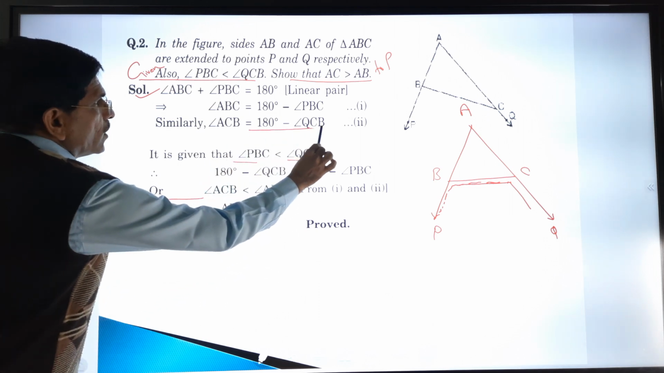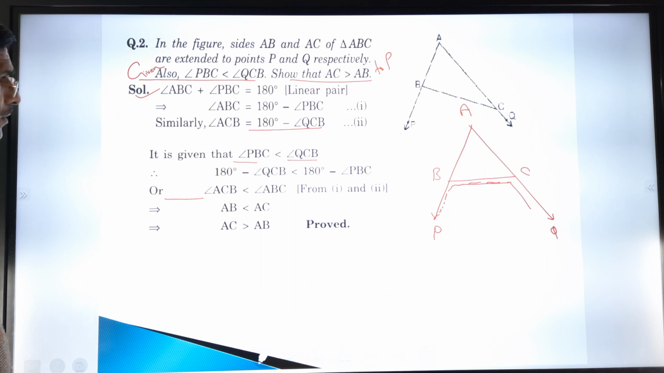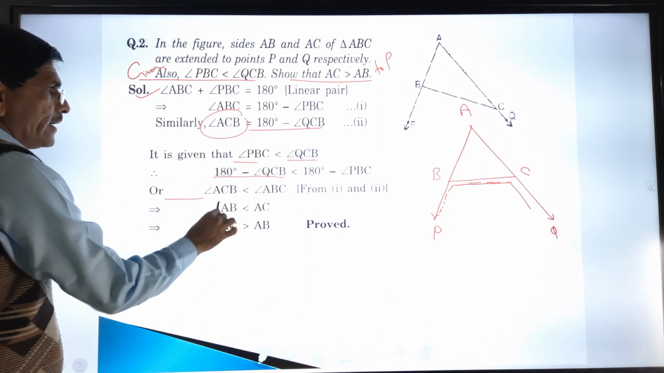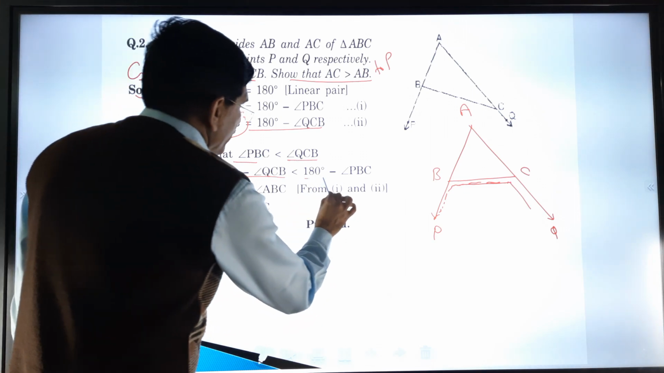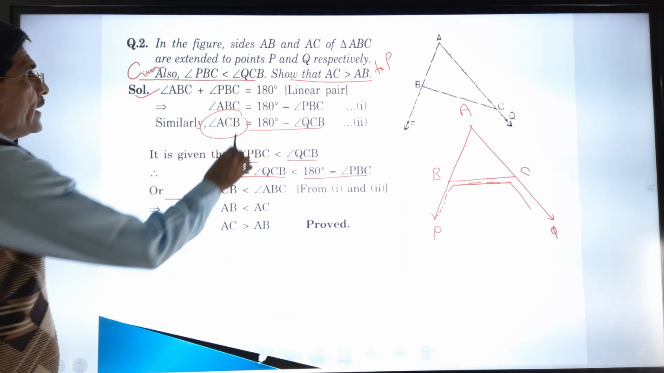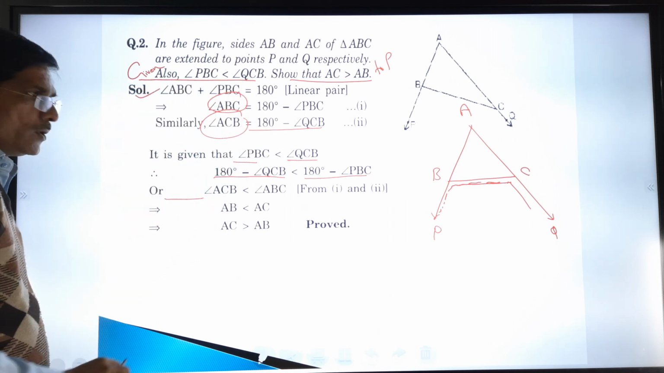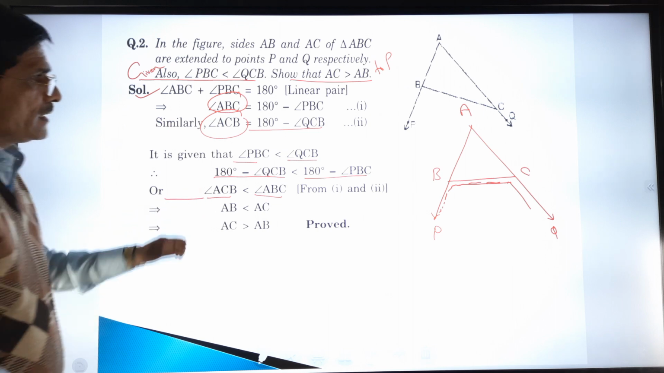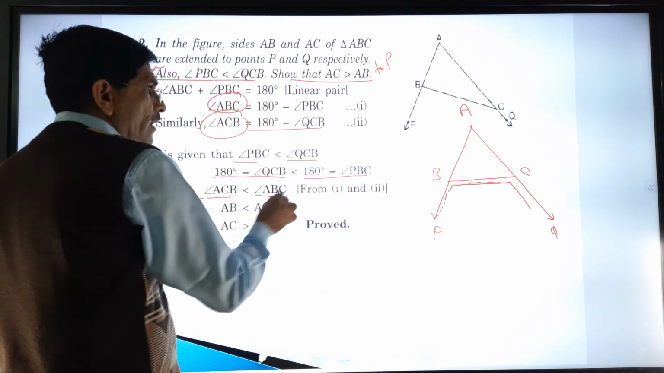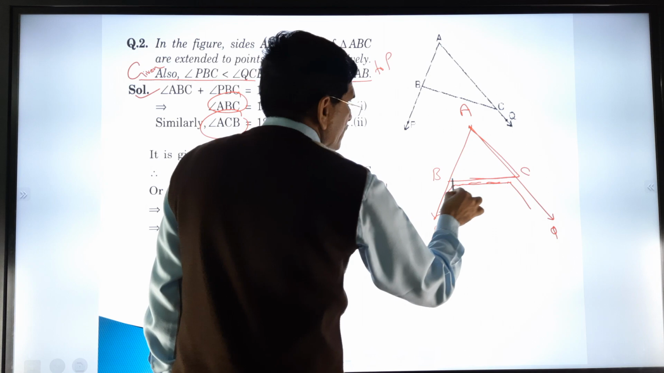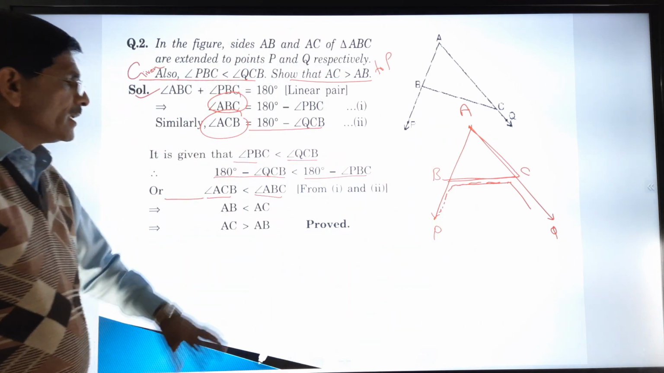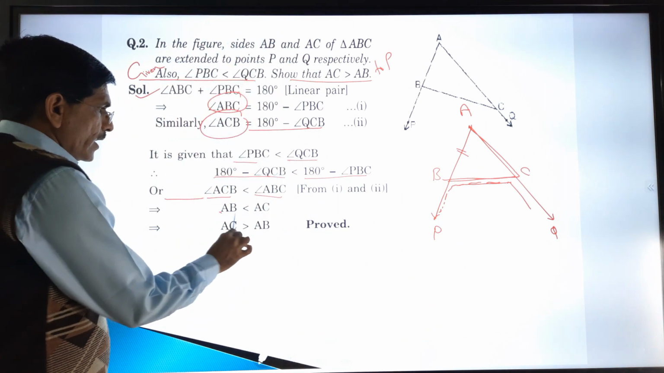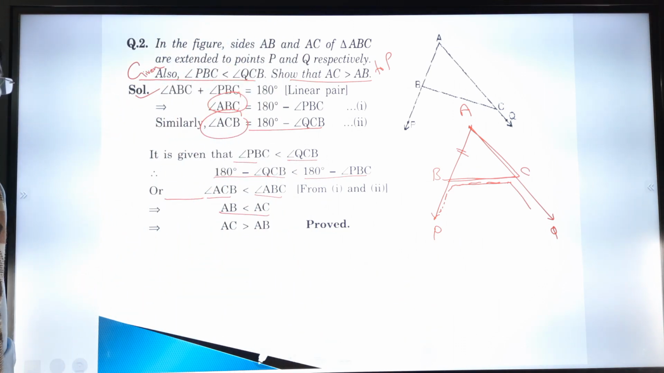You will see here 180 minus QCB. So instead of it I can write ACB. Again, 180 minus PBC, I can write ABC. So ACB is less than ABC. Now, opposite of ACB, which side is there? AB. So AB is less than AC.